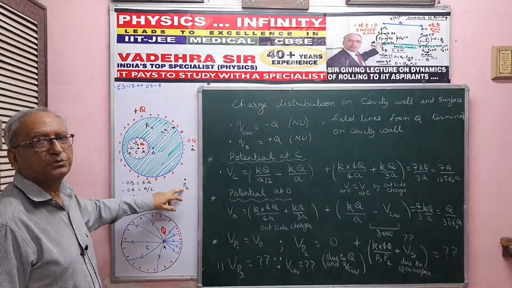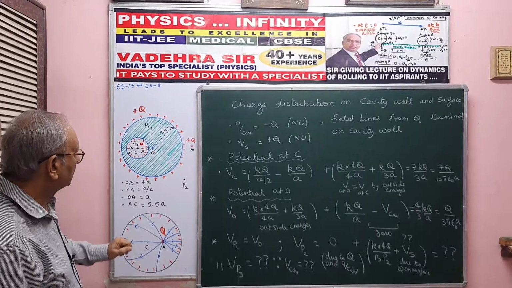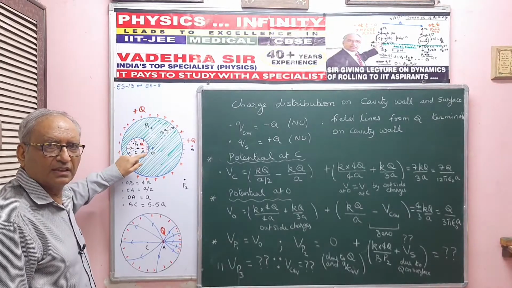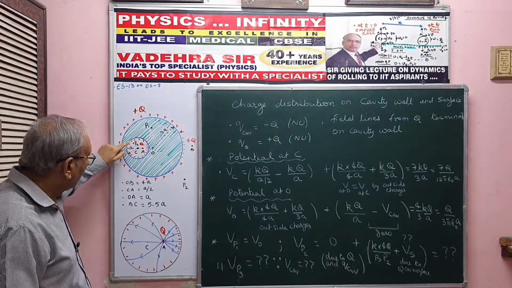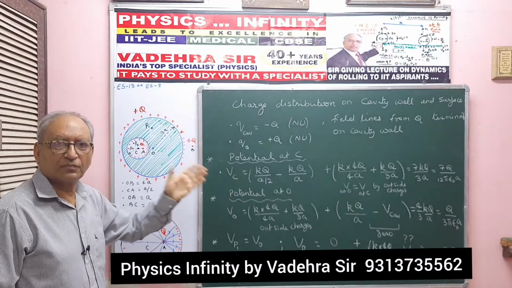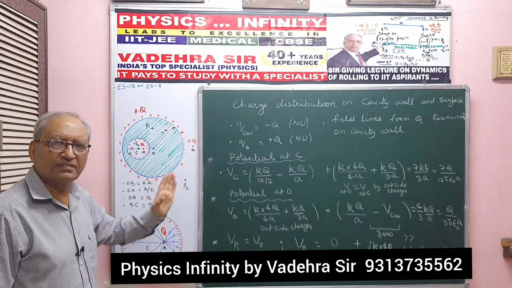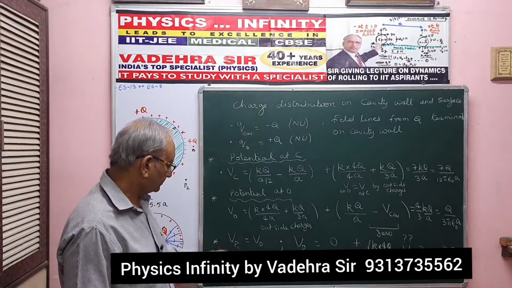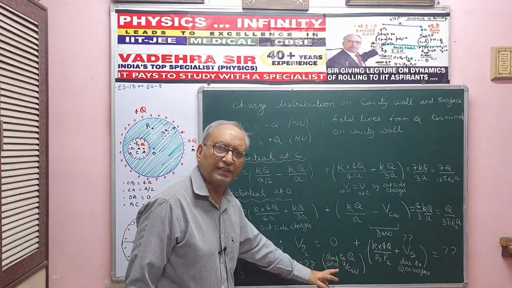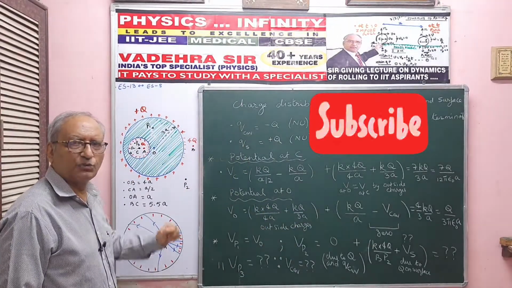Now let us talk about P2, a point outside the conductor. Due to Q inside the cavity and on the cavity wall, I have already told you, outside field is 0, the contribution as well as potential is 0. So due to Q inside the cavity and minus Q on the cavity wall, the contribution is 0. Done. Now let's talk about the outside charges.